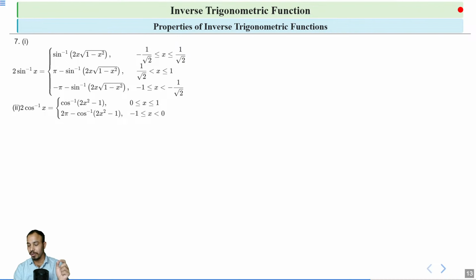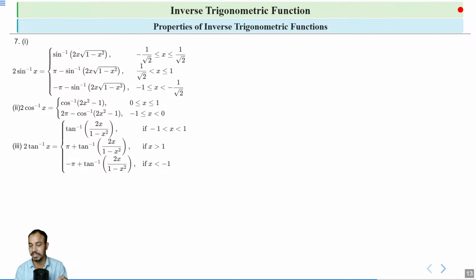Then see for 2 cos inverse x. So 2 cos inverse x is equal to cos inverse of 2x square minus 1 when 0 is less than or equal to x less than or equal to 1. Okay, and 2 cos inverse x is equal to 2 pi minus cos inverse of 2x square minus 1 when minus 1 is less than or equal to x less than 0. Okay, understand? So you have to remember this formula also.